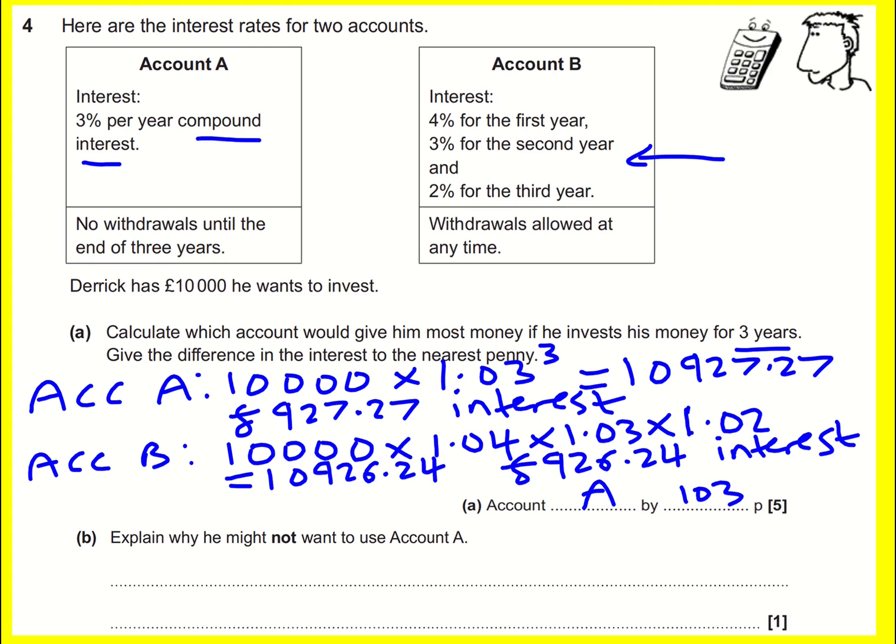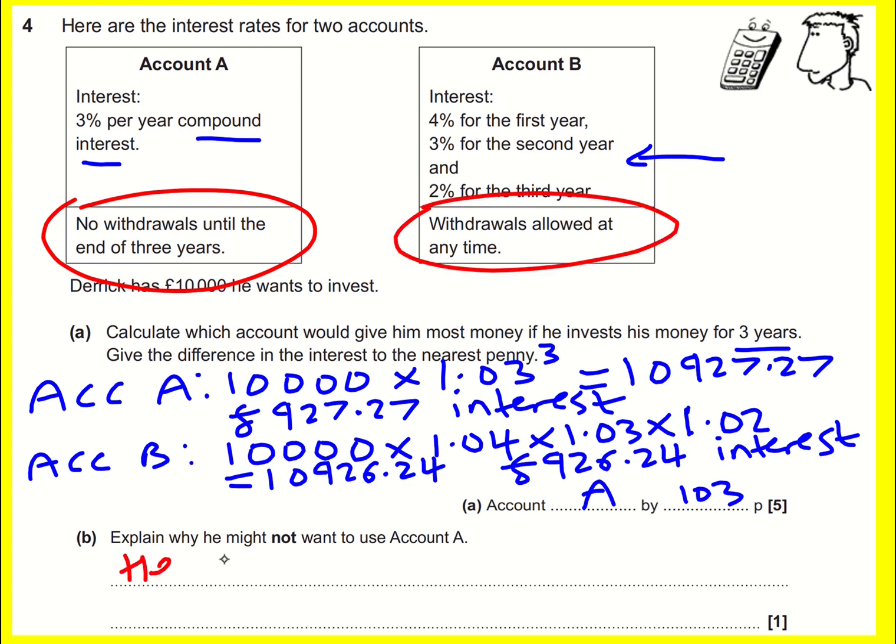Why might he not want to use account A? Well, here it is. You can't withdraw the money until the end of 3 years, whereas here you can withdraw at any time. I think that's the most obvious answer.